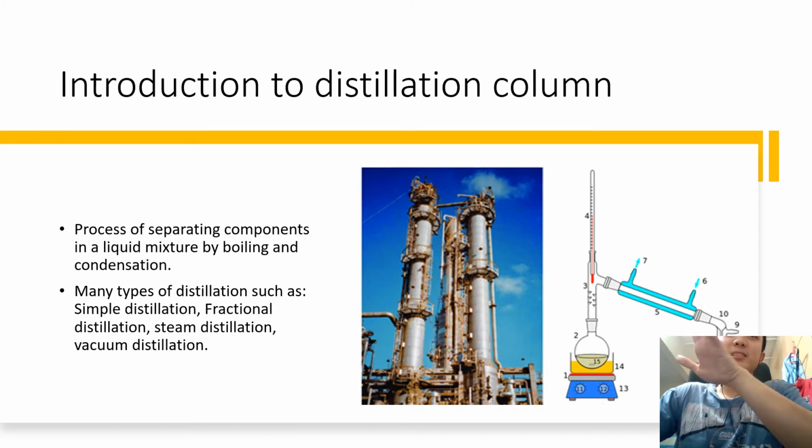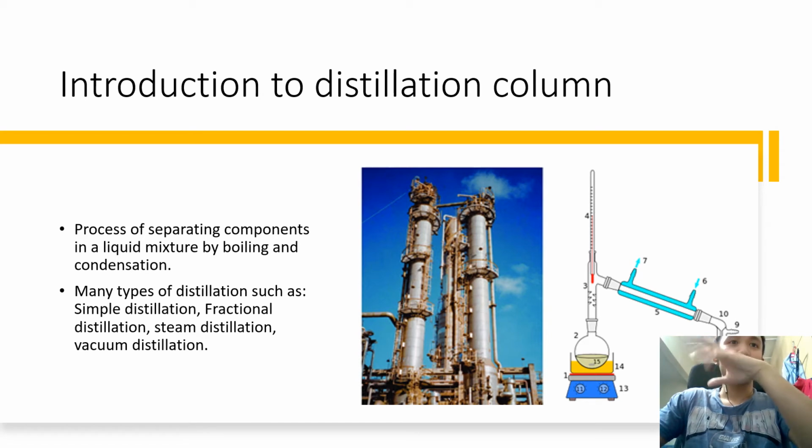So before I begin the entire presentation, I'd like to talk about the introduction to distillation column. Distillation is the process of separating components in a liquid mixture by boiling and condensation based on the different volatility. There are many types of distillation such as simple distillation, fractional distillation, which is used in the oil and gas industry, steam distillation, and vacuum distillation.